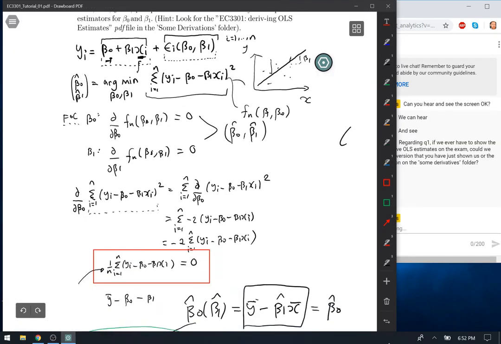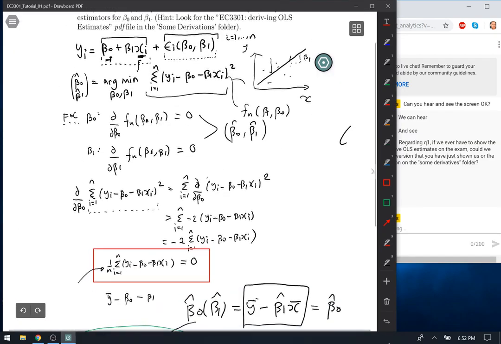This is beneficial because when we take the first order condition, if the fitted model was non-linear, when you take this first order condition, you wouldn't be able to.